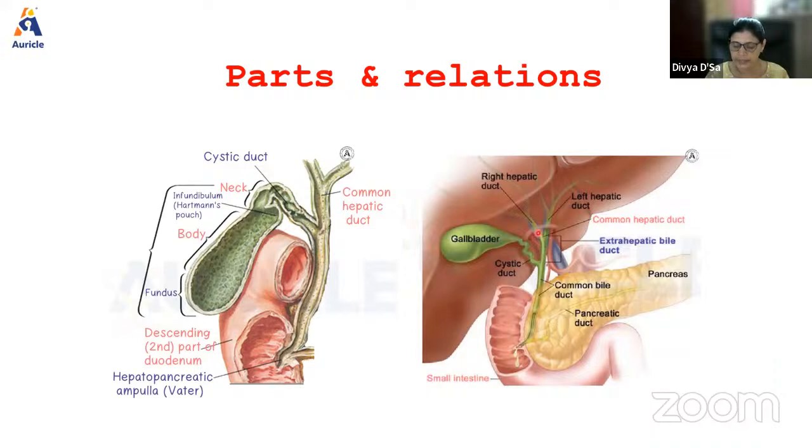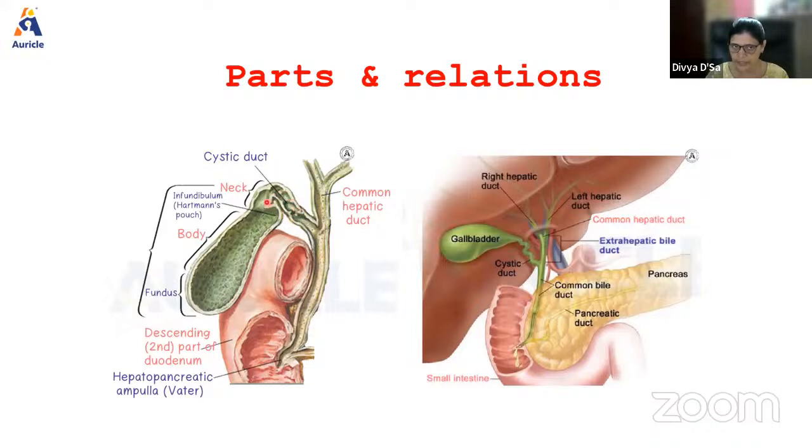And next we have the neck. The neck is an S-shaped curve. If you see here, it forms an S-shaped curve and extends from the body up to the cystic duct. The neck passes upwards and forwards, and then abruptly it turns downwards and backwards. And it is continuous with the cystic duct, which is separated by a constriction here.